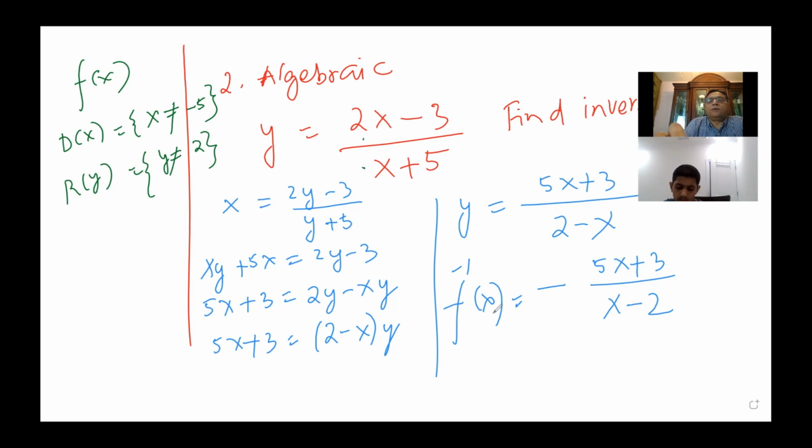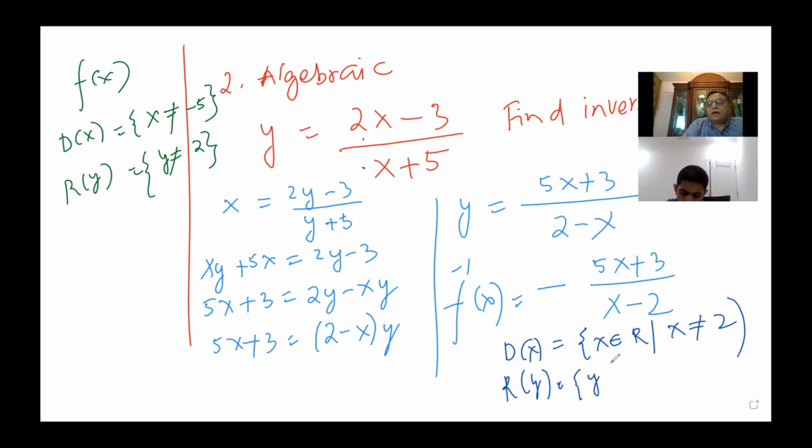now we can write down the domain and range of the inverse. The range becomes the domain, right? So it is x belongs to real numbers, but x is not equal to 2. Is that clear to you? And as far as the range is concerned, it will be y belongs to real numbers and y is not equal to minus 5. Clear? So that is an interesting function, the rational function we just did.